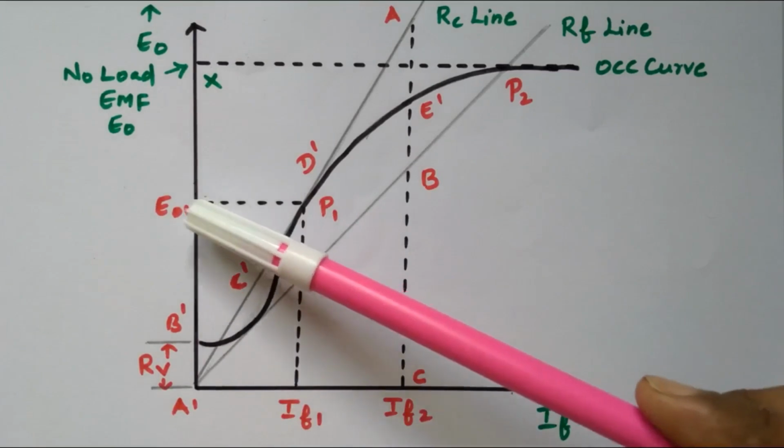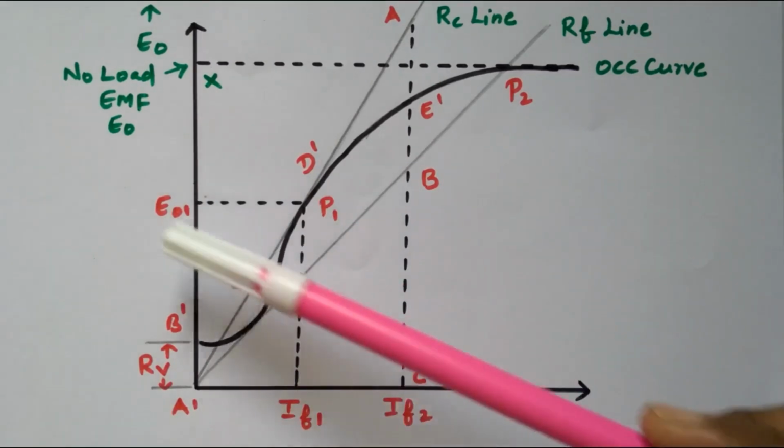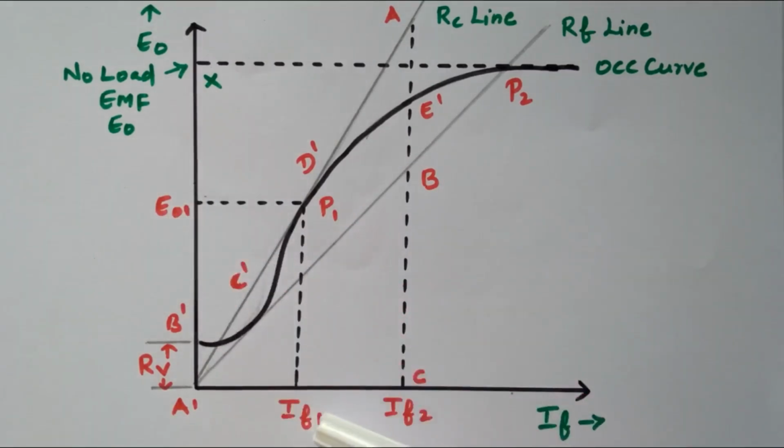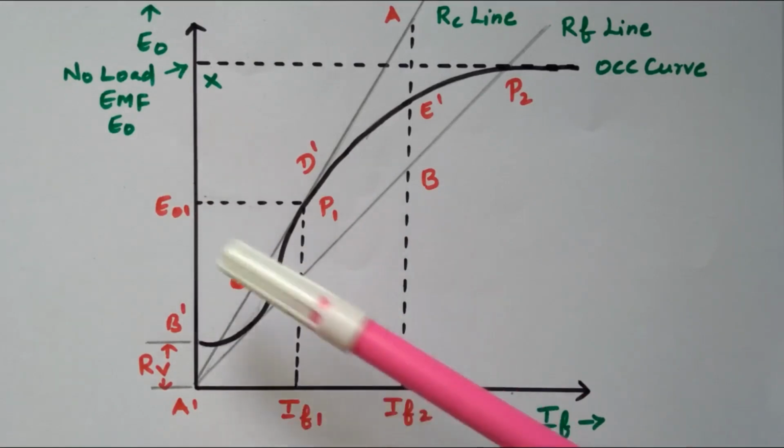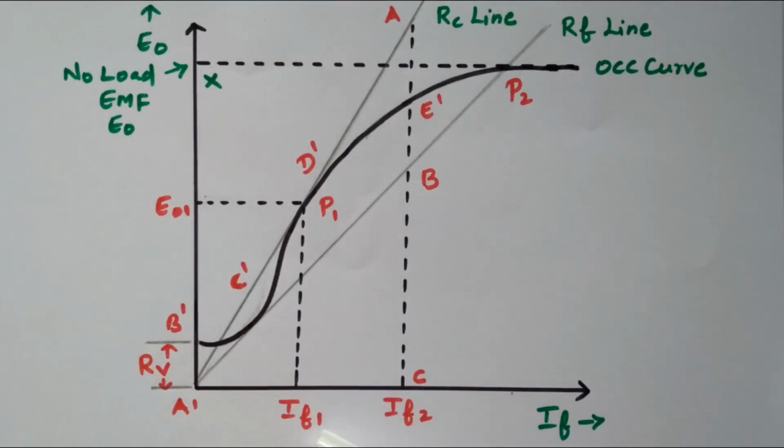So from this E01 and IF1, E01 divided by IF1 will give the critical resistance. Critical resistance R equals V by I, where V is E01 and I is IF1. So we can measure these two values from the graph, and from that we can calculate the critical resistance. What is critical resistance?